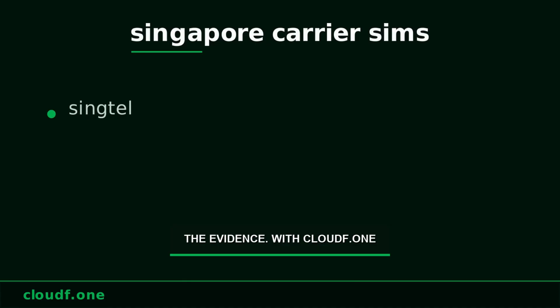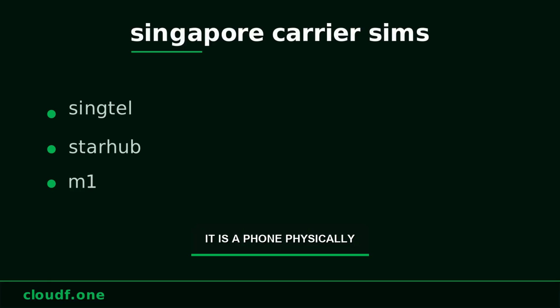With Cloudf.one, each phone has its own persistent Singapore mobile IP on a real carrier SIM, Singtel, StarHub, M1, or Vivifeed. That is not a Singapore label attached to a cloud device somewhere else. It is a phone physically sitting on a Singapore carrier network. An app that cares about location reads the network behind the login and sees a real resident mobile connection, because that is exactly what it is.